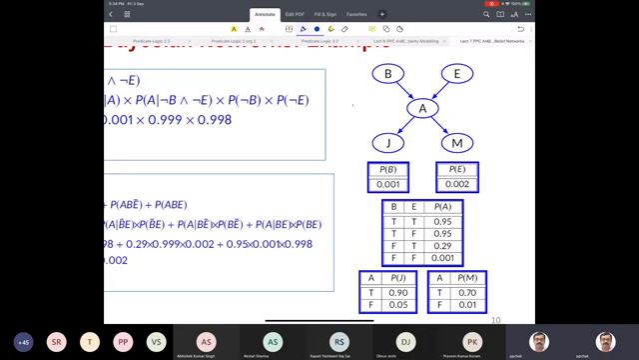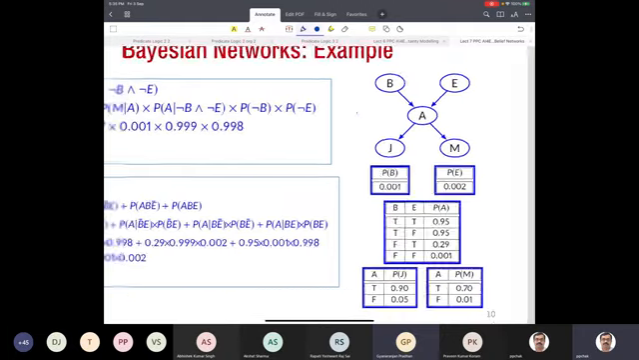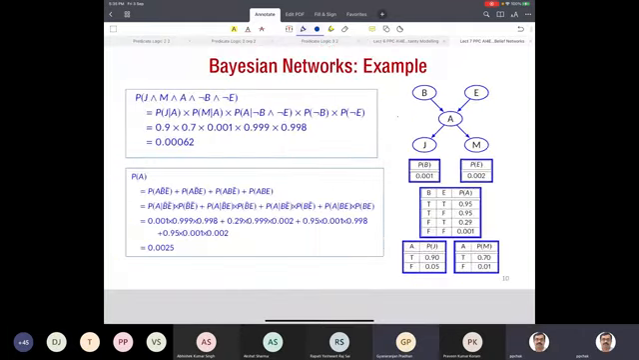Is this table understood by everybody? Gyan Ranjan Pradhan, are you there? Yes, sir. Table is understood. Yes, sir. Okay.